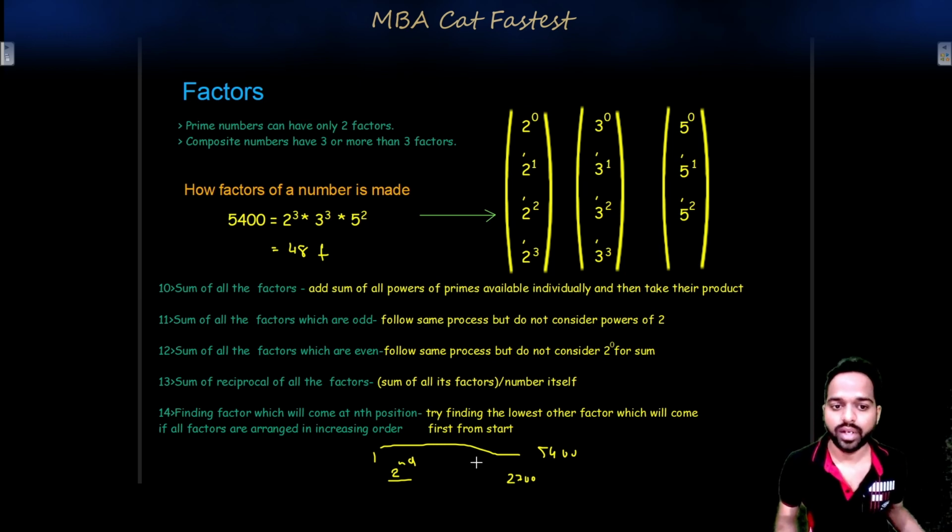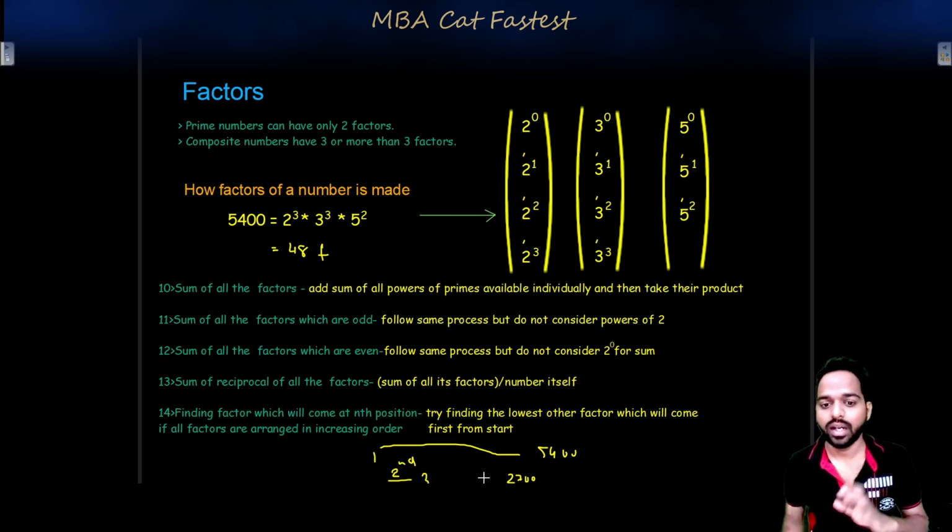If you are supposed to calculate for the 46th position, you just know that 3 is going to come here. So 3 multiplied by which number will give 5400? That will give your answer for the factor which will come at the 46th position, right?